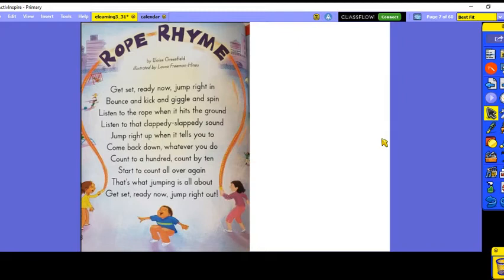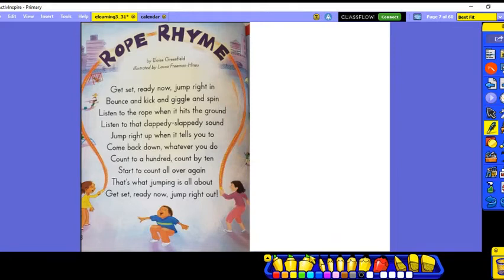Okay, so we're going to find a couple of rhyming words in our story today. So let me get my highlighter so we can highlight them. Okay. Get set, ready now, jump right in. Sorry about that. It's not letting me highlight.